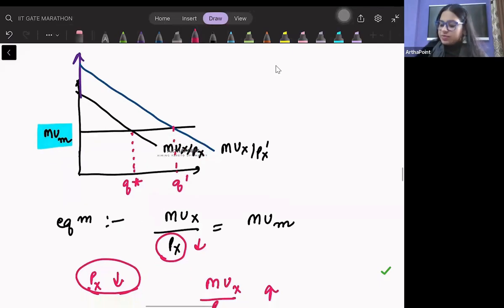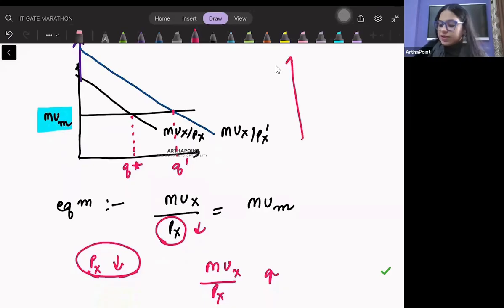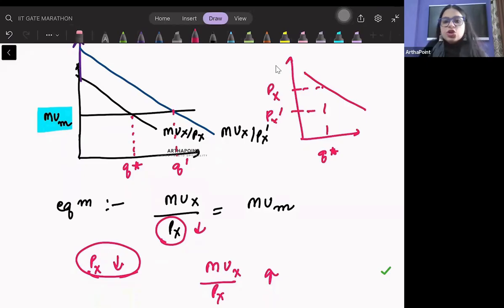तो अब क्या दिखाया बेटा हमने? Same concept, that when the price of the good decreased, quantity increased. पहले price was PX, quantity was Q star. Then price is PX dash, quantity is Q dash. So when my price is decreasing, quantity is increasing, and this became the demand curve according to him.